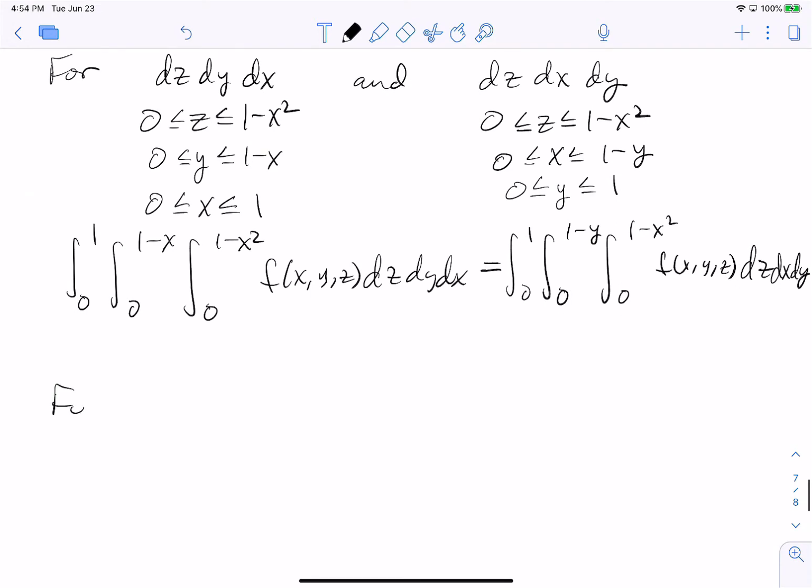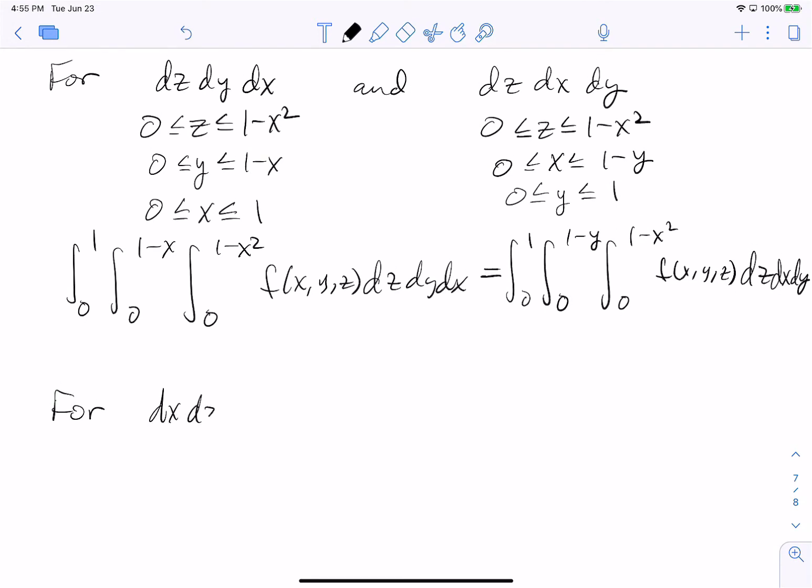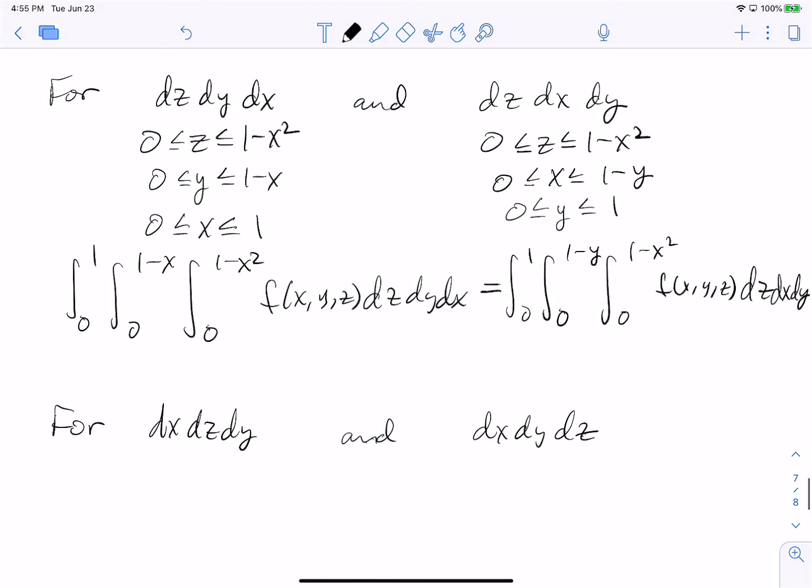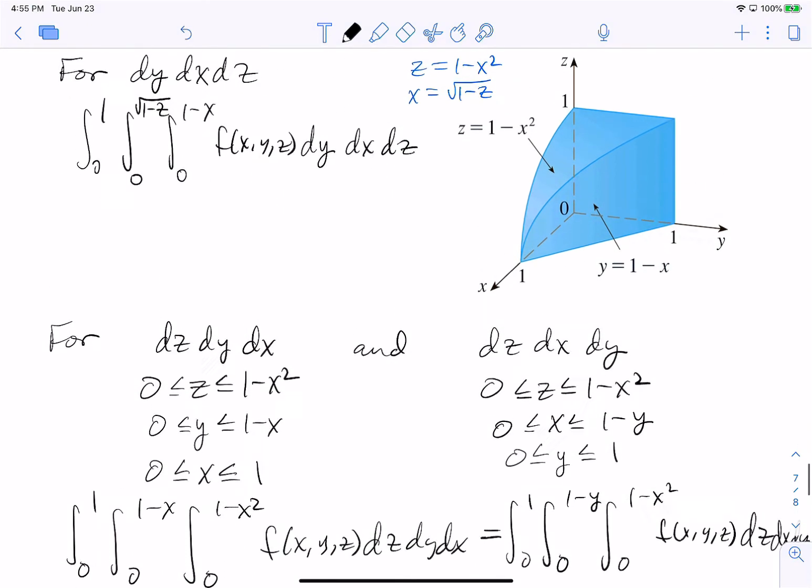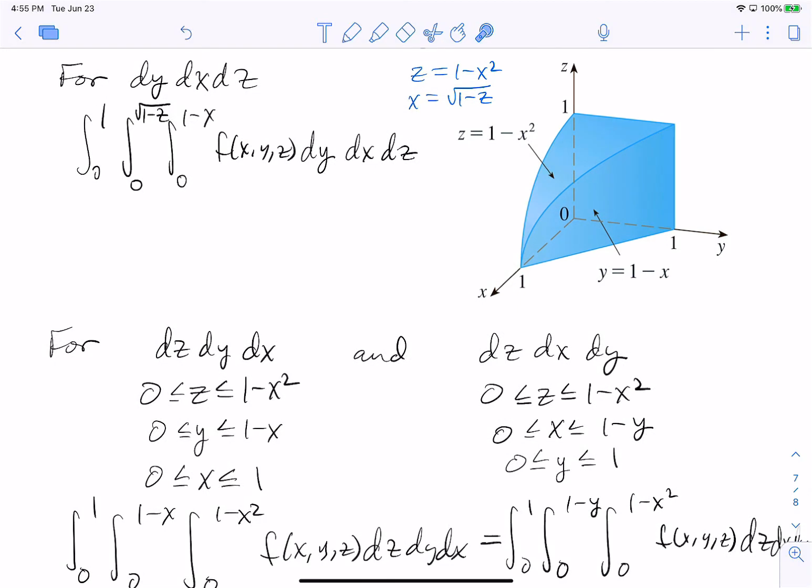For the orders dx, dz, dy, and dx, dy, dz, it is a little more tricky in this case. If we imagine that we were standing somewhere in the first octant near the positive x-axis, looking at the projection onto the yz plane, we would note two things.